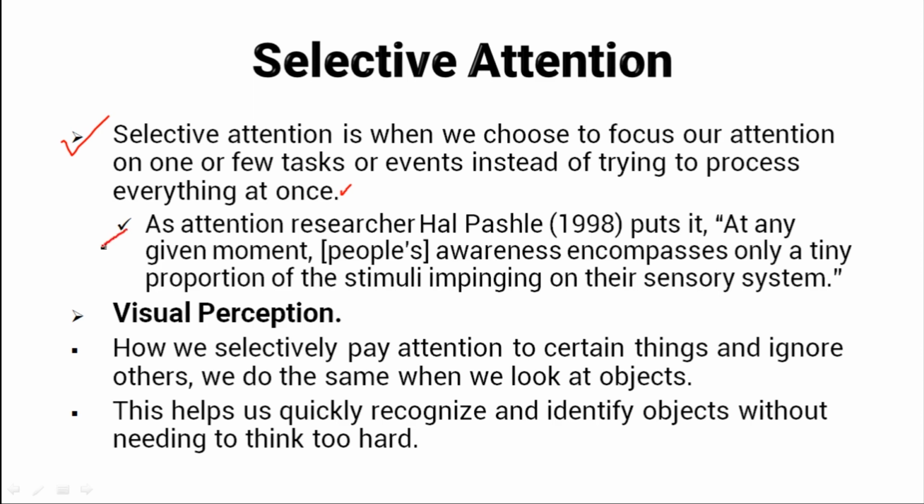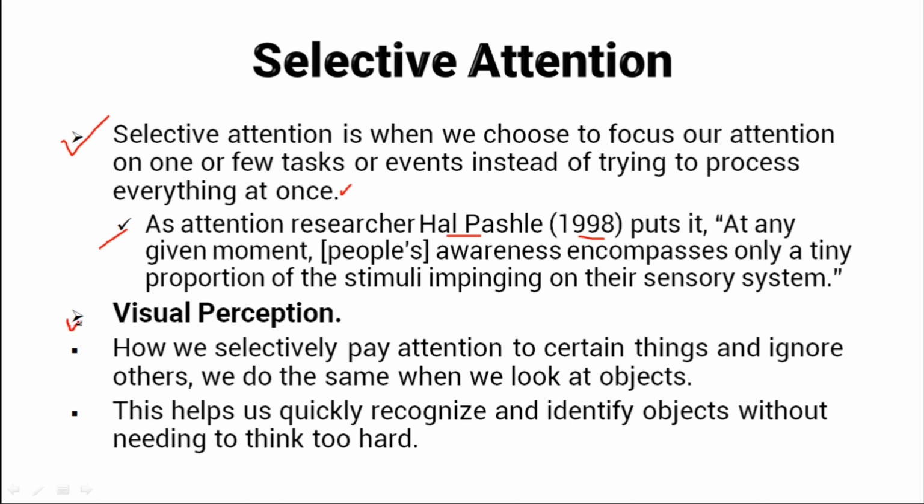As attention researcher Hal Pashley in 1998 puts it: at any given moment, people's awareness encompasses only a tiny proportion of the stimuli impinging on their sensory system. So, as explained by Hal Pashley, at any given moment, people are only aware of a very small amount of sensory information that is being processed by their brain. For example, when you are reading a book, you are selectively attending to the words on the page and not paying attention to the sounds outside your window or the texture of your shirt.